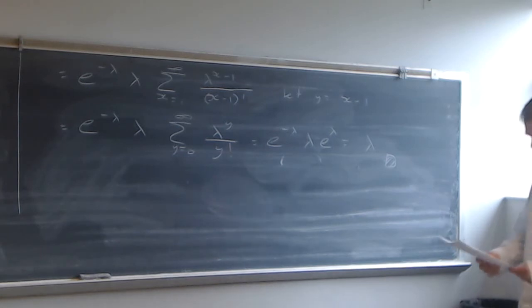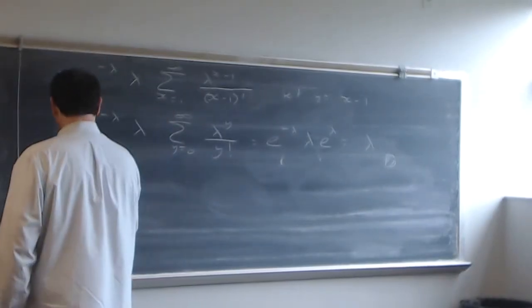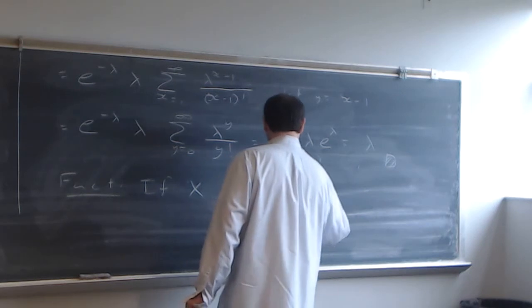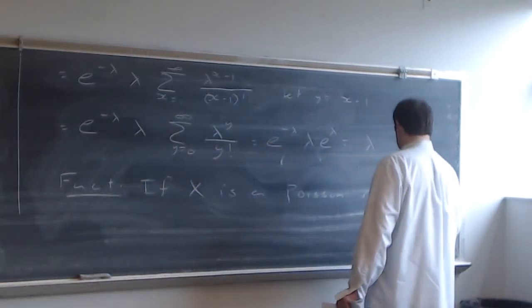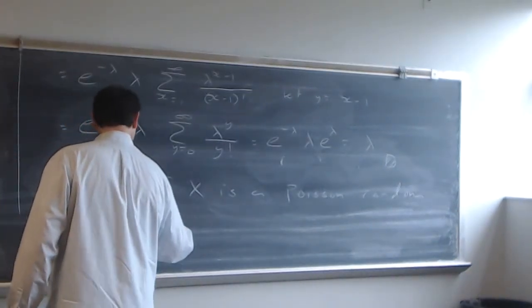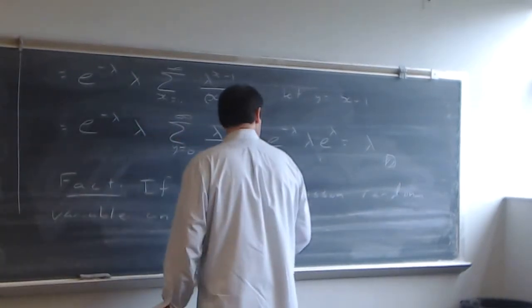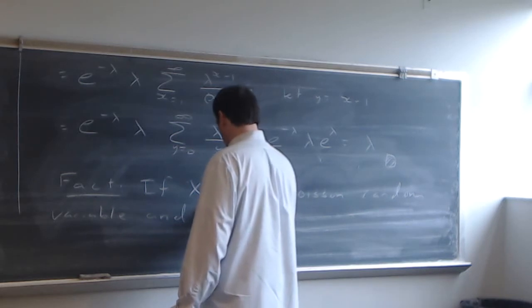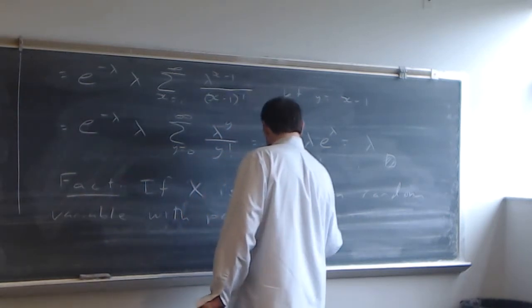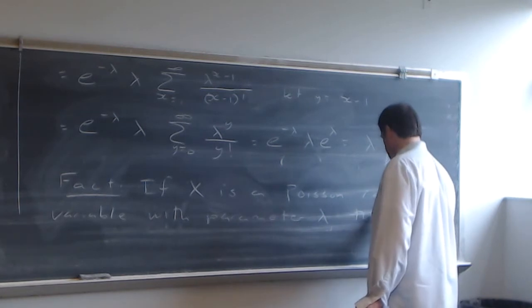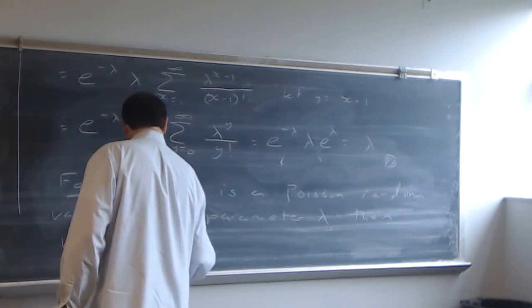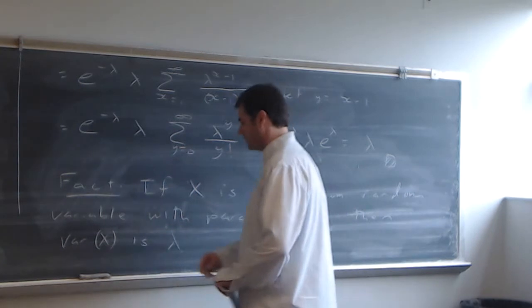All right. Well, as an additional fact, if x is a Poisson random variable with parameter lambda, then the variance of x is also lambda. Okay. So we'd like to prove that.